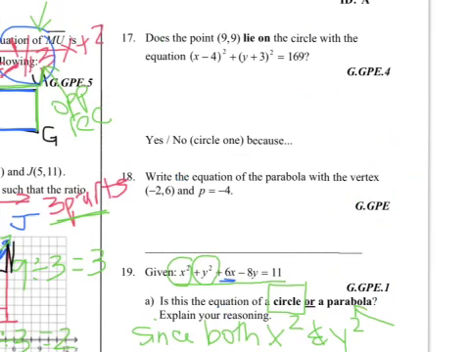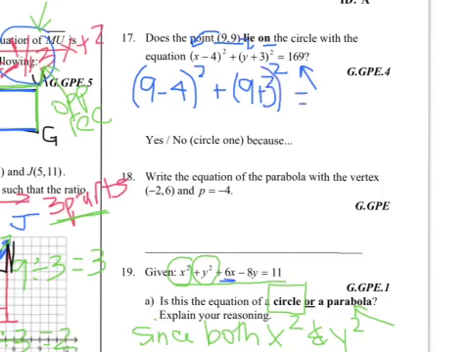Somehow I forgot to do number 17, so let's go back to that one. 17 says, does the point 9, 9 lie on the circle with this equation? Well, one way to do it is to try and graph it and see if the points are actually on it. An easier way is to just substitute in a 9 for x, a 9 for y, and see if we get 169. So I'm going to do 9 minus 4 squared, plus the y value is also 9 in this case.